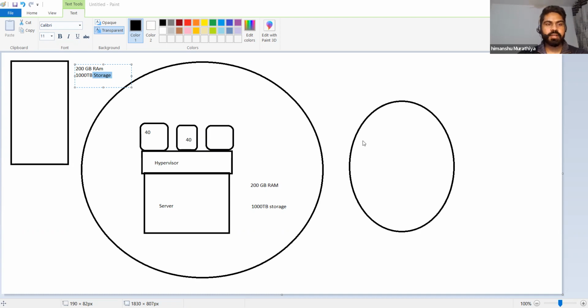Now let's move to the next slide. Types of cloud computing. So we have three types of cloud computing. The first is public cloud, the second is private cloud, and the third is hybrid cloud. Let's discuss the public cloud.